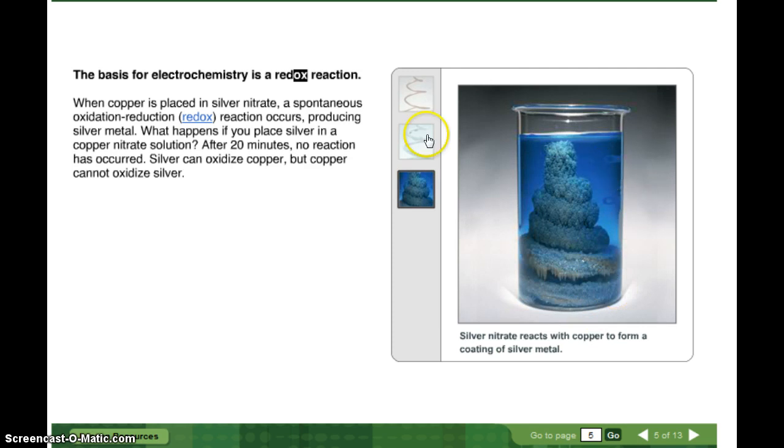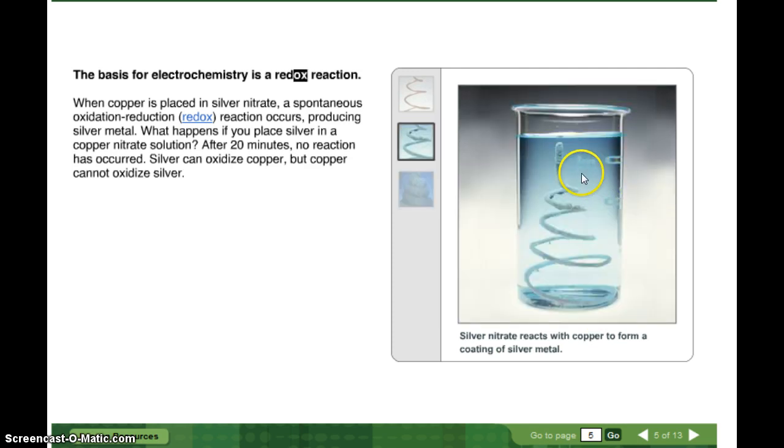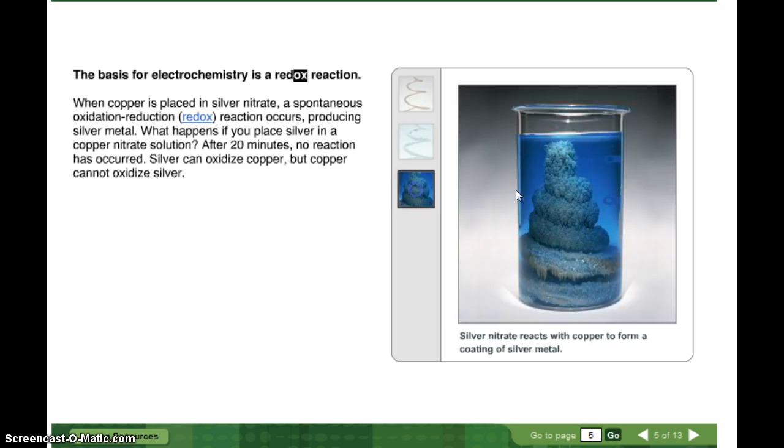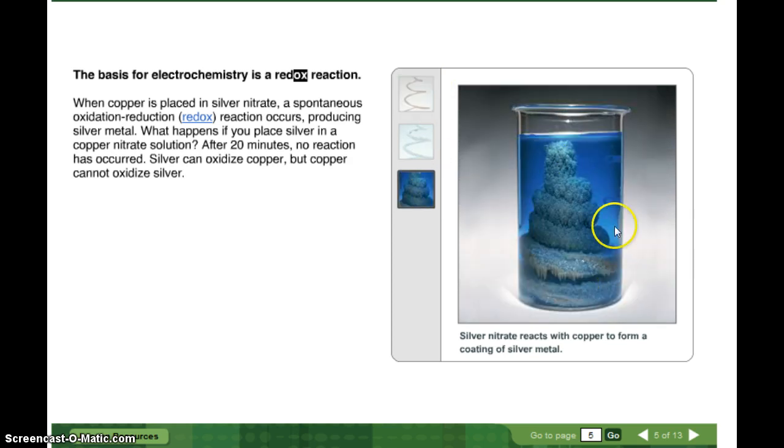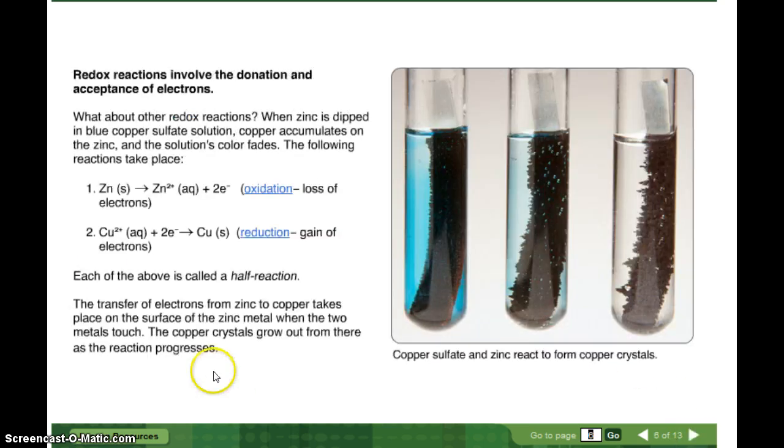And if you notice, the color of the liquid, the silver nitrate, also changed because the copper is moving around as well, and there's all kinds of stuff going on. But basically, you can have a metal and plate it or cover it with another metal. Redox reactions involve the donation and acceptance of electrons.